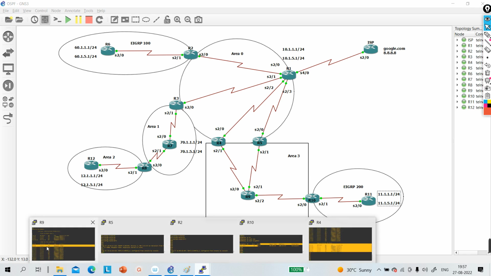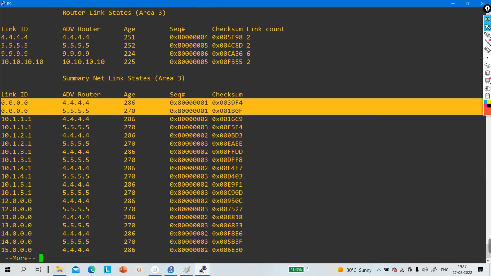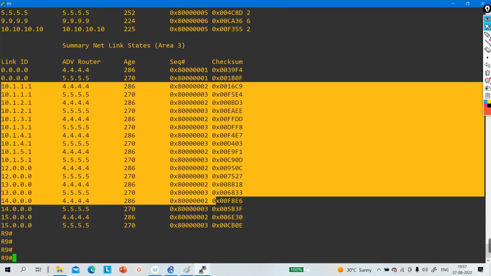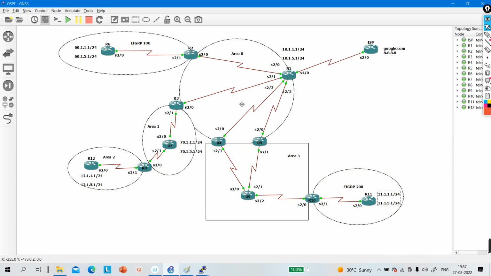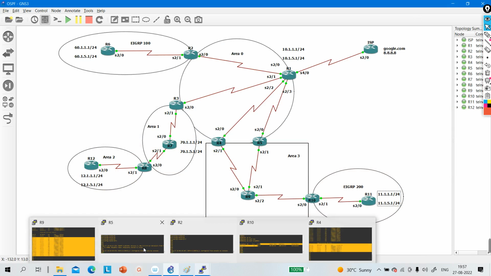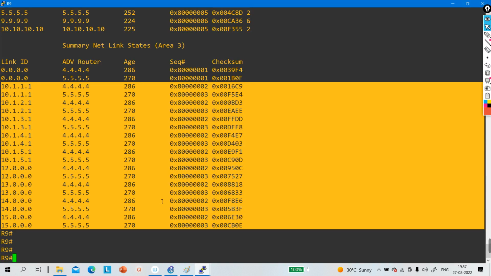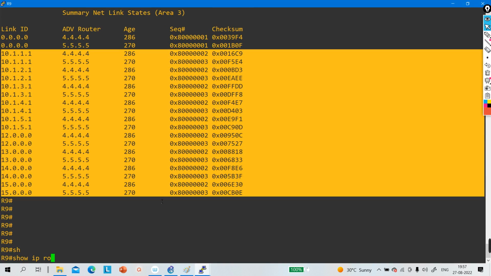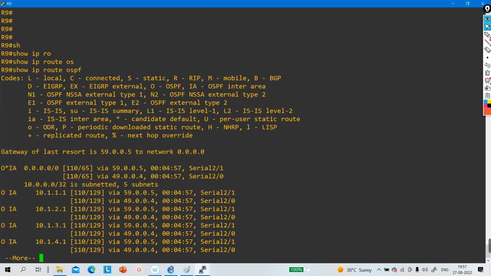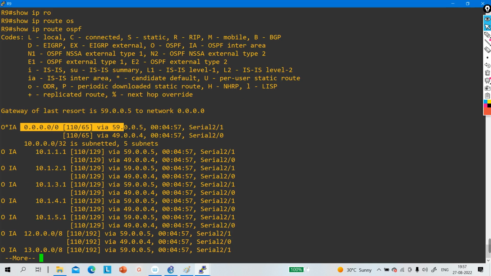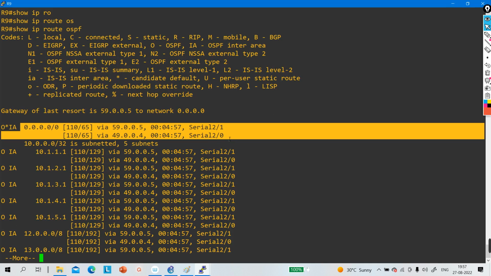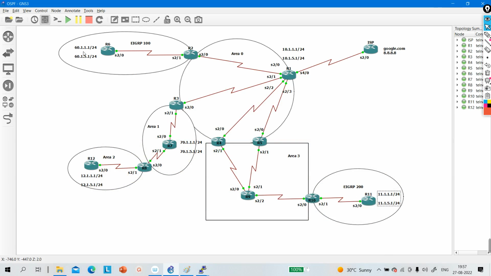So now guys, the size of the database is reduced, but still the size of the database is large. There are a lot of LSA 3, and suppose in area 0 there are 2000 prefixes, so again the size of the database of router 9 will be very large, right? So if you want to filter LSA 3 also, what you can do, you can configure this area as a totally stubby area. Now if you check the routing table of router 9, show IP route OSPF, there will be 2 default routes, right? There will be 2 default routes towards router 4 and router 5, and router 4 and router 5 have prefixes to reach the 60 network.